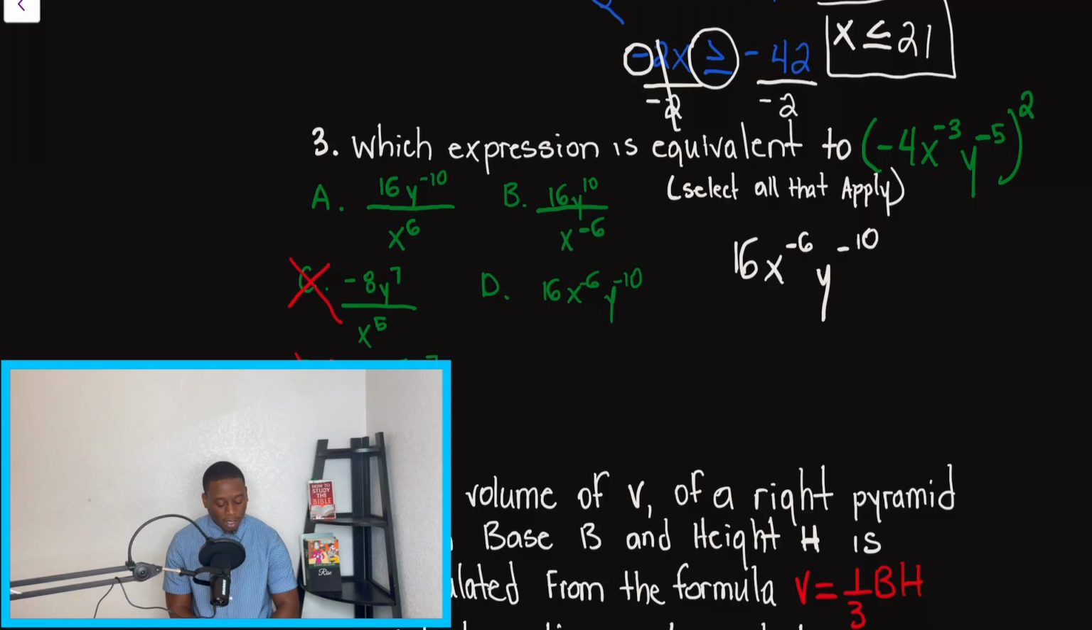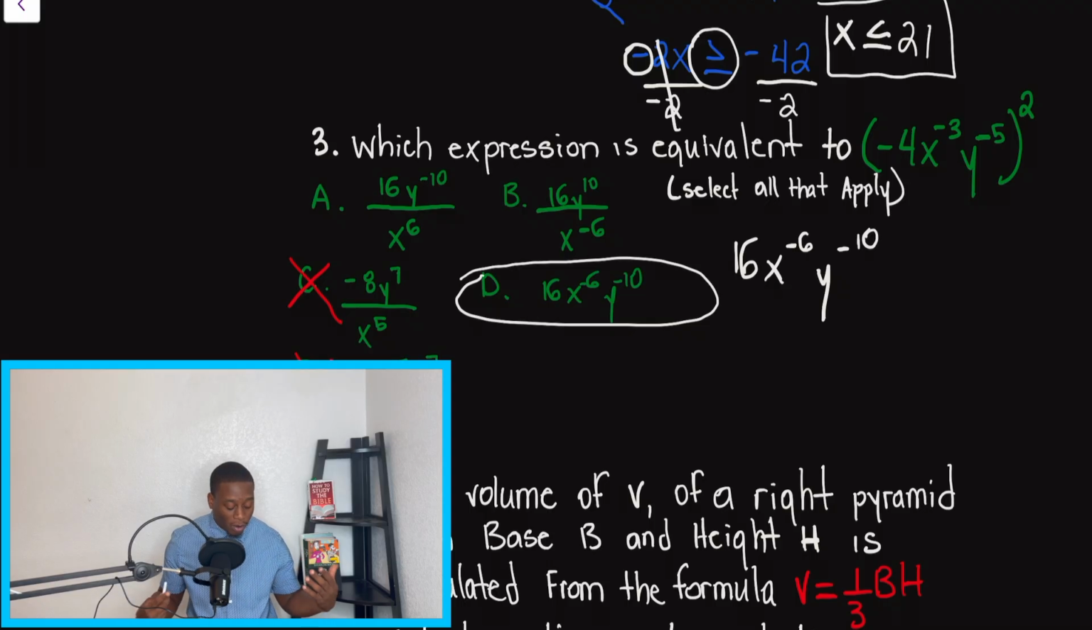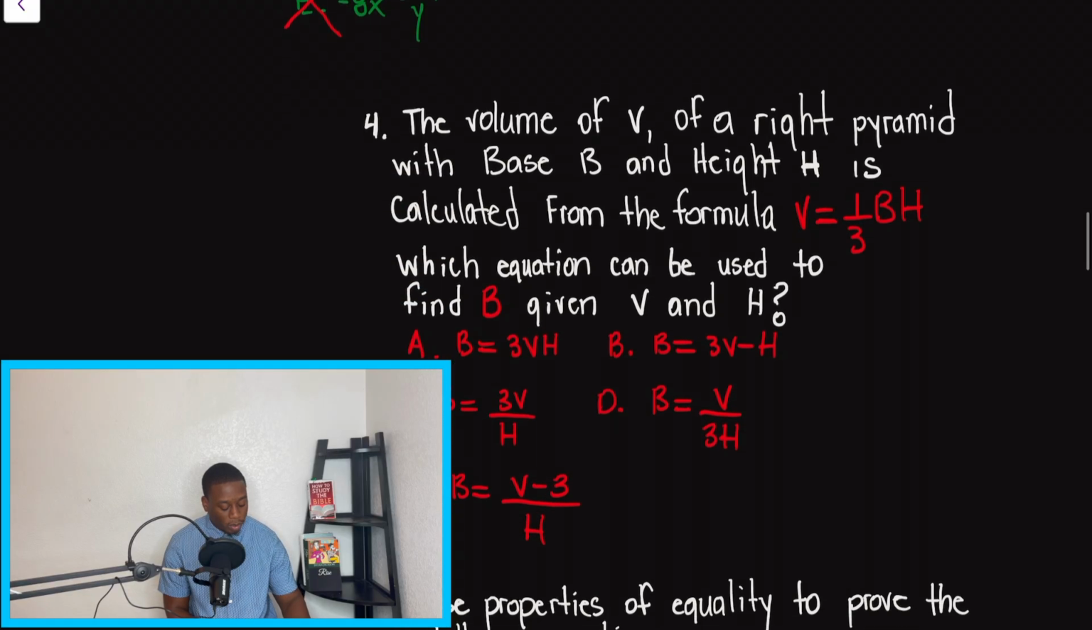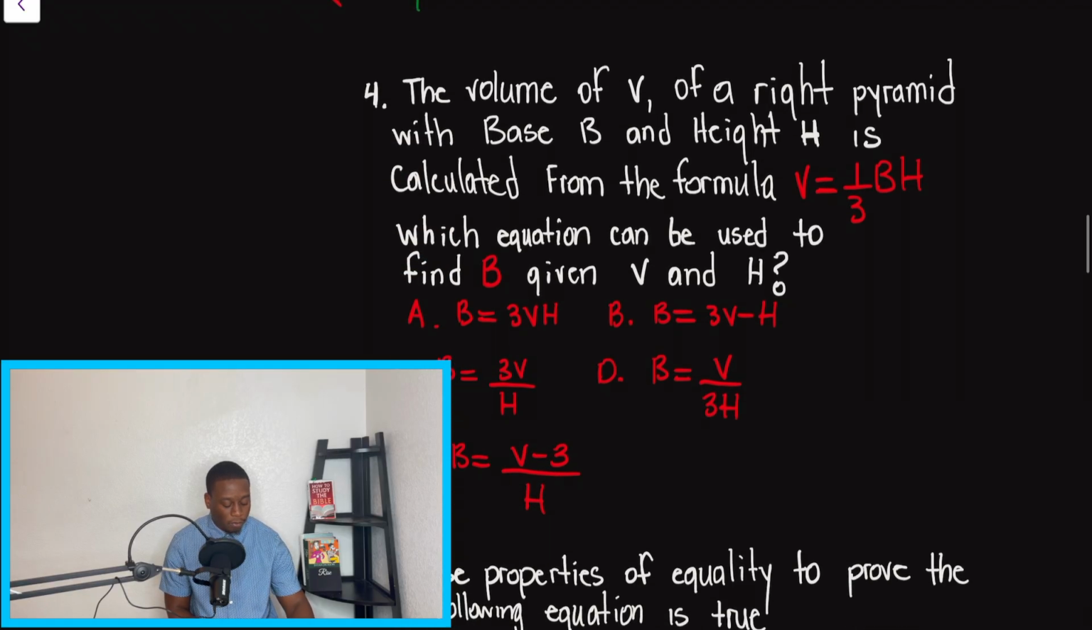So now at this step, they're asking, what could possibly be an answer? And right now, we know that D is a possible answer choice. The other two answer choices are going to be incorrect because of our negative exponents, right? So now we solved number three. We got D as the answer choice. Now we're going to move on down to problem number four.